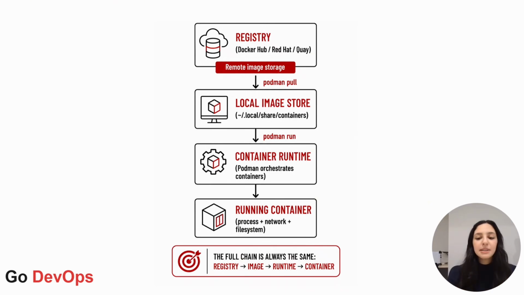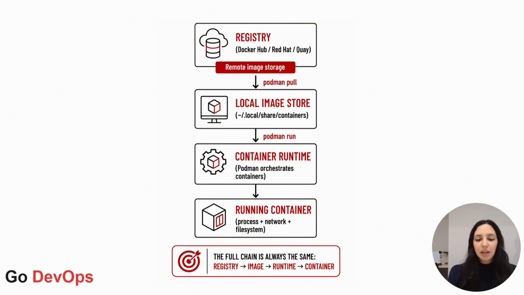So the first step is images come from registries, and these registries are remote storage systems that host container images, and when we execute a pull, Podman downloads those images locally. So now the image is stored on our machine in the local image store, and from there, when we execute a Podman run, Podman creates a container from that image. And a container is just a running instance of that image with an isolated process. And finally, this runtime produces the running container that we interact with.